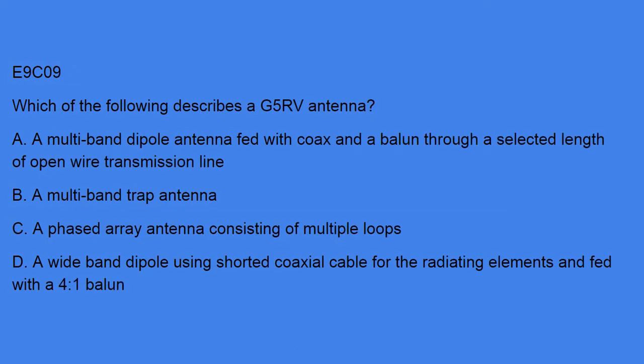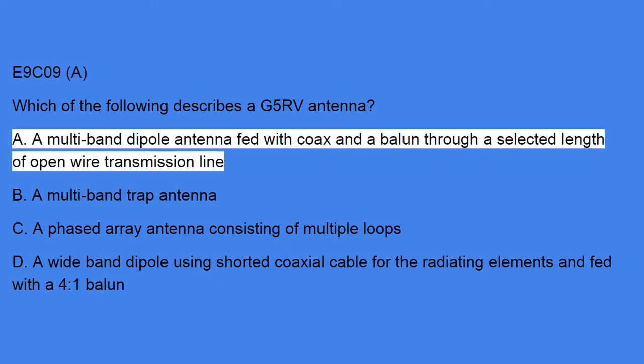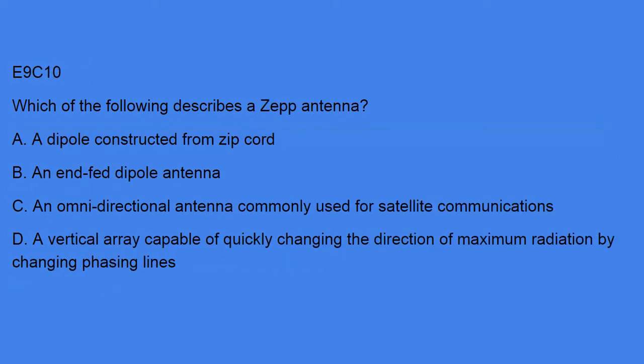E9C09, which of the following describes a G5RV antenna? That is a multiband dipole antenna fed with coax and a balun through a selected length of open wire transmission line. E9C10, which of the following describes a ZEP antenna? An end-fed dipole antenna.